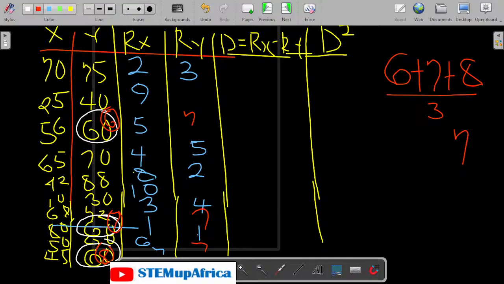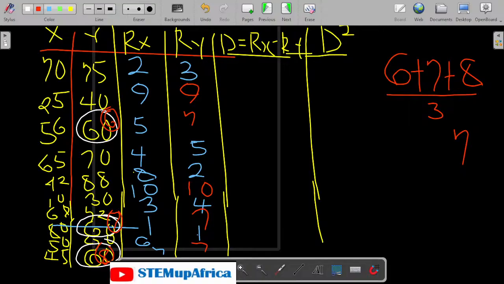So we start the ranking at what? At 8. So I'll continue ranking. After 60, what am I seeing? That should be 40. 40 will be ranked as 9. After 40, what am I seeing? That should be 30. 30 will be ranked as 10.